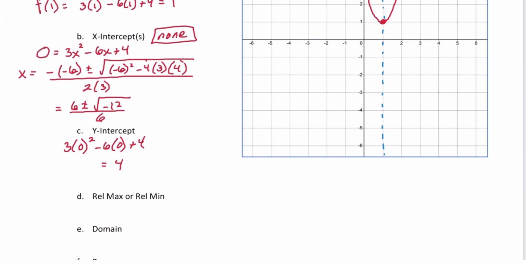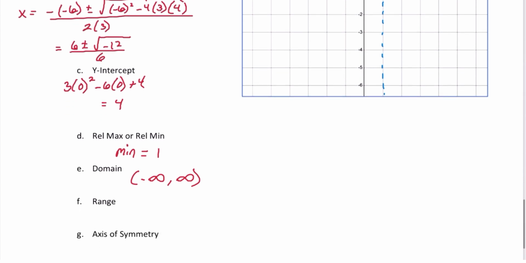This time we have a relative min. The min this time is 1, that y value. The domain is negative to positive infinity. The range starts at the lowest y value and goes up forever. The axis of symmetry, as we said earlier, is x equals 1.